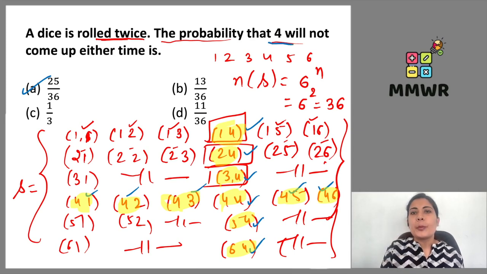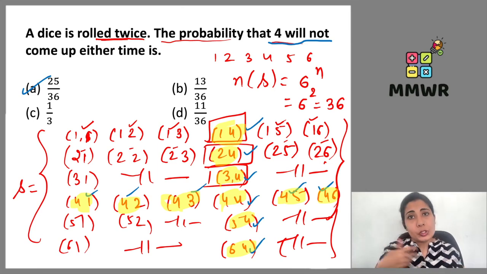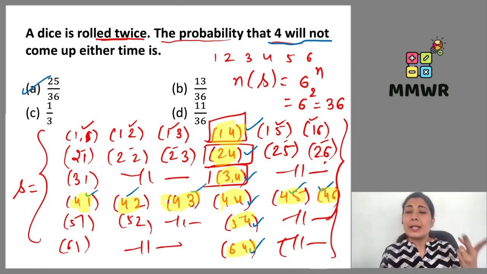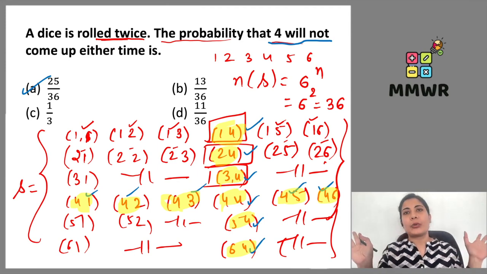What they are asking us: the probability that 4 will not come up either time. हमको 4 चाहिए ही नहीं रिजल्ट में, right? हमको 4 एक भी बार रोल करने पर नहीं आना चाहिए. Like suppose first time में 6 आया, so we get the chance second time also. तो that is why 2 times they have rolled the dice. तो फर्स्ट टाइम में क्या आ रहा है, सेकंड टाइम में क्या आ रहा है, हमको उससे मतलब नहीं, बस 4 नहीं होना चाहिए वो.